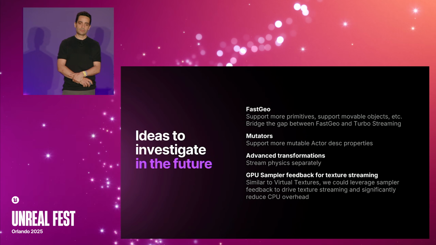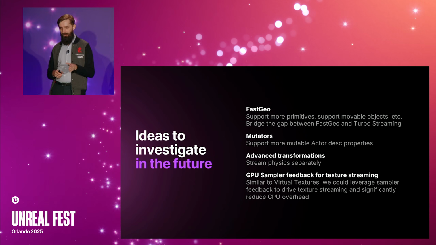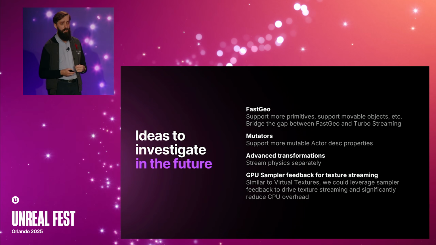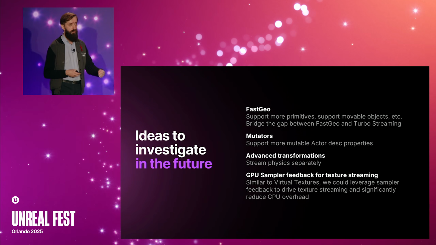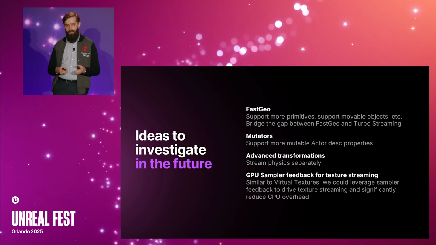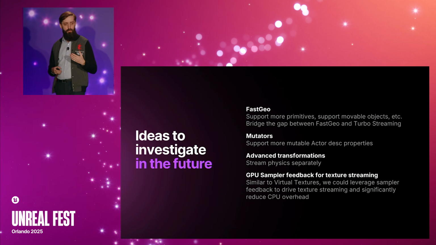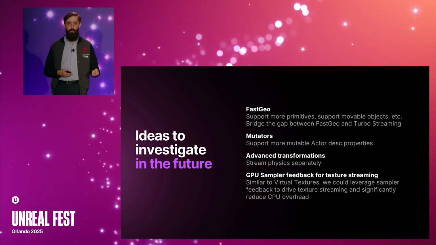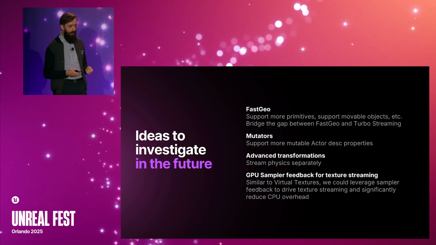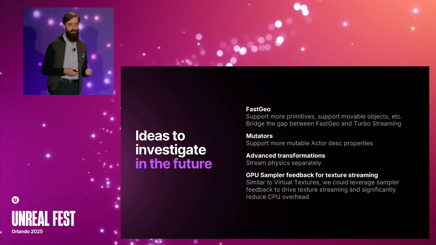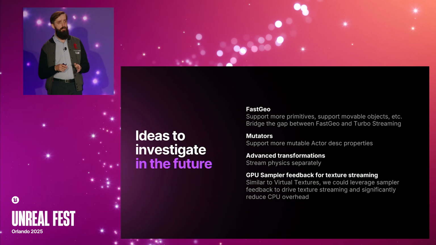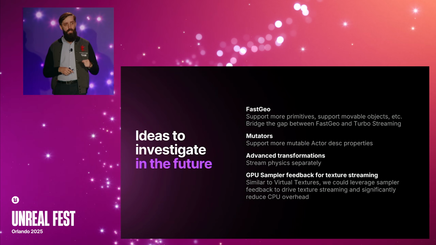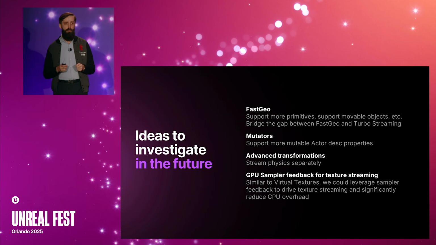We also have some ideas for future research. Fast Geo remains in active development with an ongoing improvement plan, like support for more primitives or support for movable objects. The mutators might allow us to mutate more properties, like maybe they could resolve the HLOD assignment process for us as well. And with more advanced transformers, we might be able to separate the collision representation and graphical representation of the level and put them into two separate grids to stream them separately.